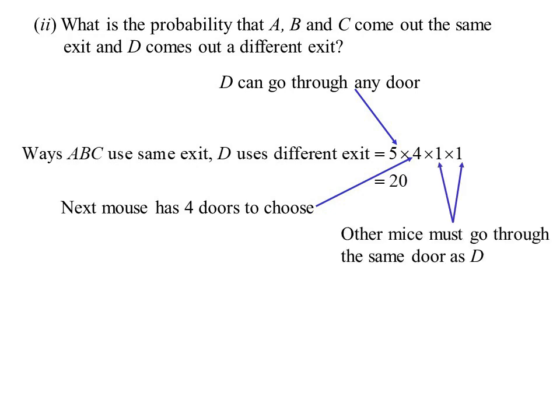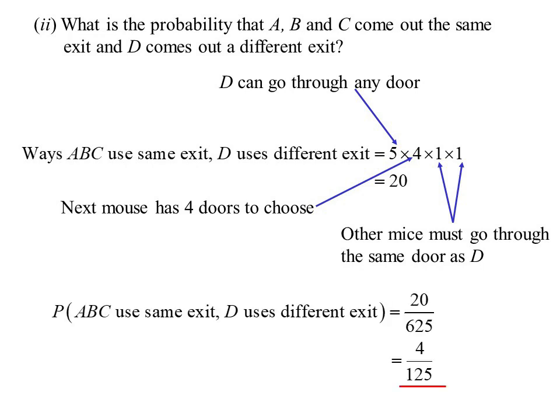That leaves us 2 more to go, and they've got to go through the same one. All I've said is D. That's wrong, isn't it? Not the same one as D, but the same one as the other mouse. We end up with 20. So the probability, 20 on 625, 4 in 125.